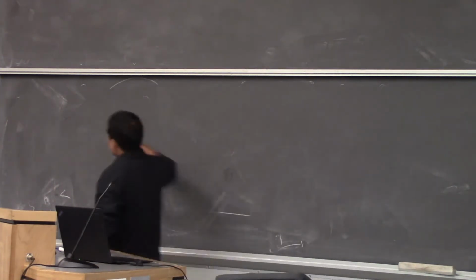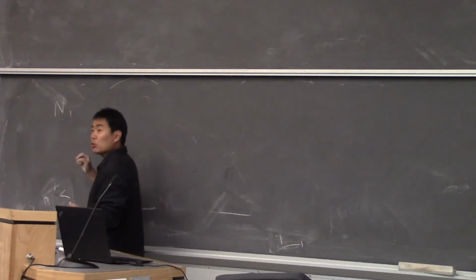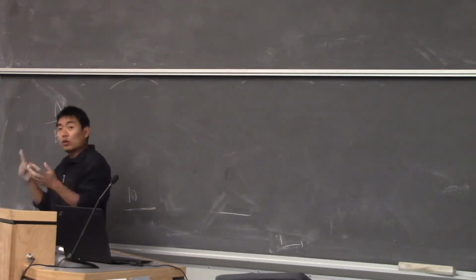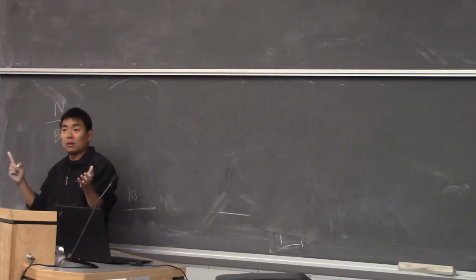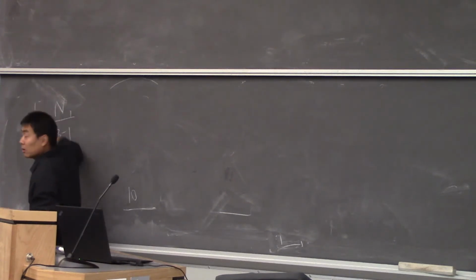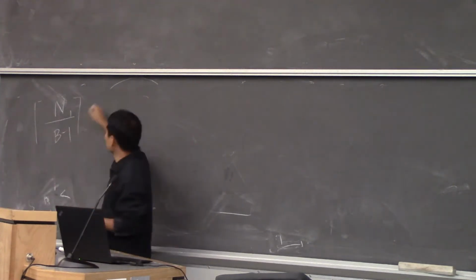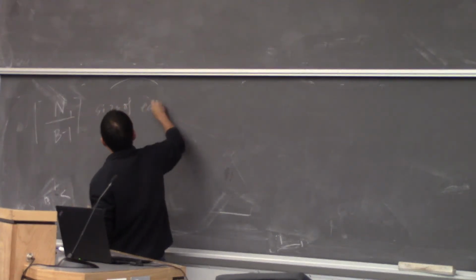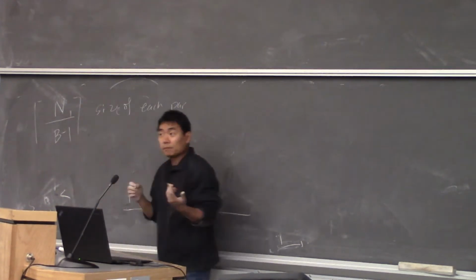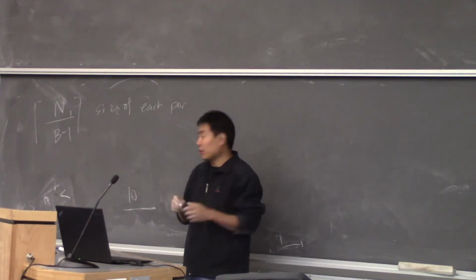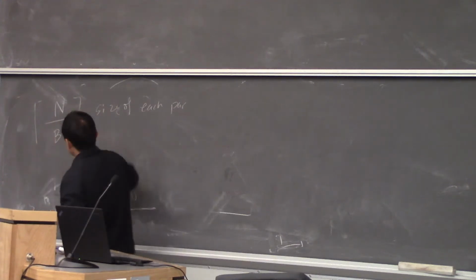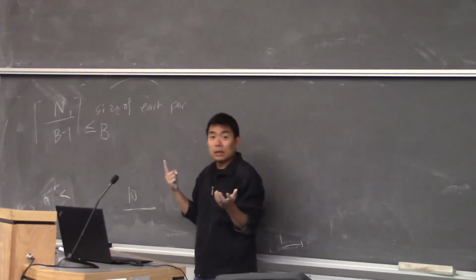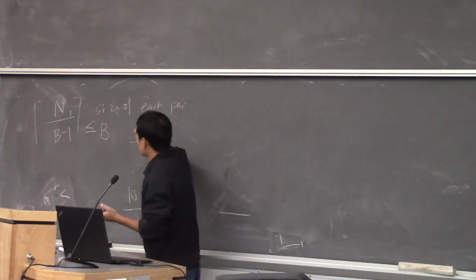This condition says you have n pages to begin with. You push them into B-1 partitions. So roughly the size of each partition is what, assuming a truly balanced hash function? The size of each partition is roughly this. Right? Now, assuming each partition fits in memory, what does it mean? That means this is less than or equal to B, because my memory size is B. Which implies what?